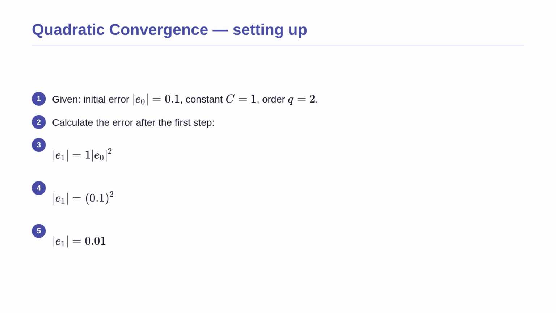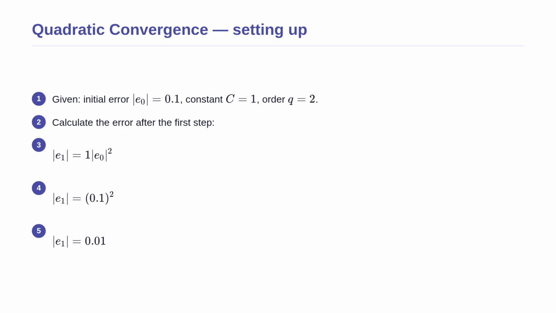Now, let us contrast that by looking at a much faster mathematical tool, like Newton's method, which features quadratic convergence. Here, the rule is that the next error is the square of the current error. We are given an initial error of 0.1, a constant c of 1, and an order q of 2.